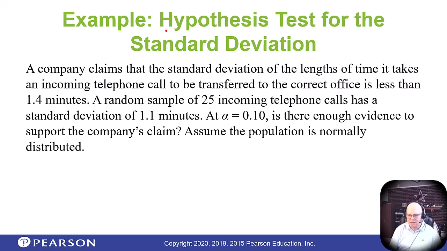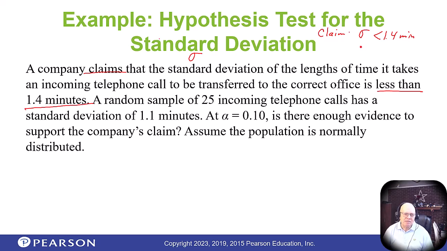Shall we try another one? All right. So this time, remember in the previous one we just finished, we're talking about the variance. Now we want to be able to go both ways. So here we're talking about the standard deviation, sigma, and it says the claim is that standard deviation is less than 1.4 minutes. So the claim is that the standard deviation is less than 1.4 minutes.